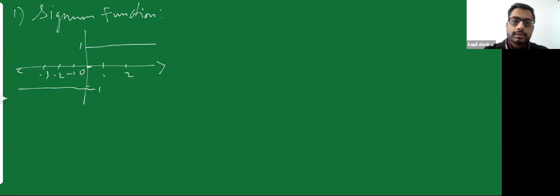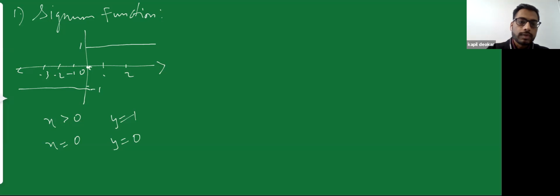So how does this graph look? At point 0, if x is equal to 0, the value of y is 0. But if x is greater than 0, the value of y is equal to 1. And if x is less than 0, the value of y is -1. Therefore, I can say that if x is greater than 0, the y value is equal to how much? 1. If x is equal to 0, y is also 0. But if x is less than 0, y is equal to -1.